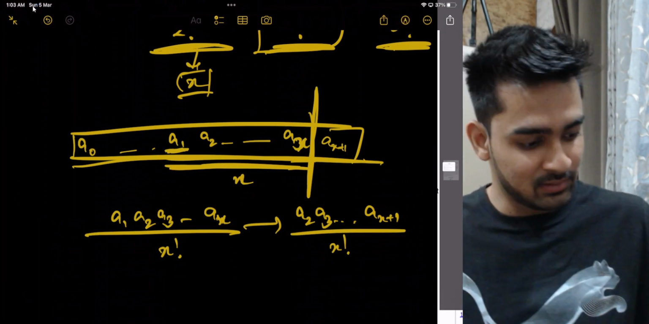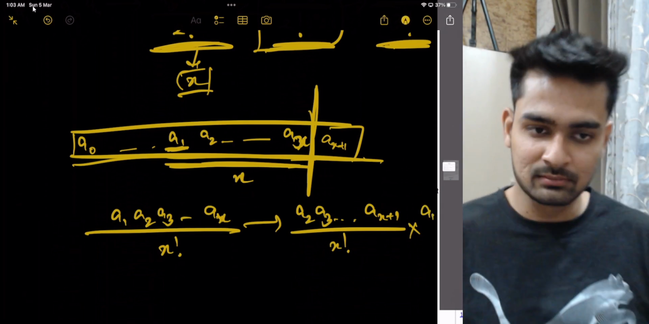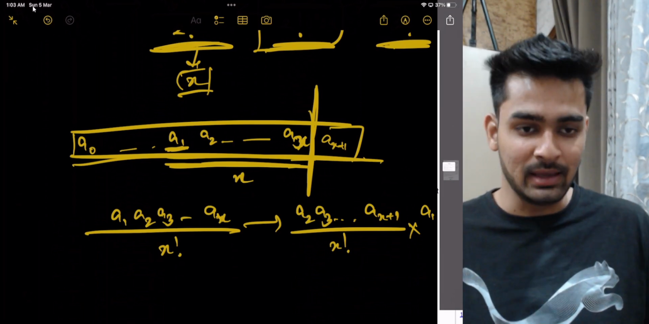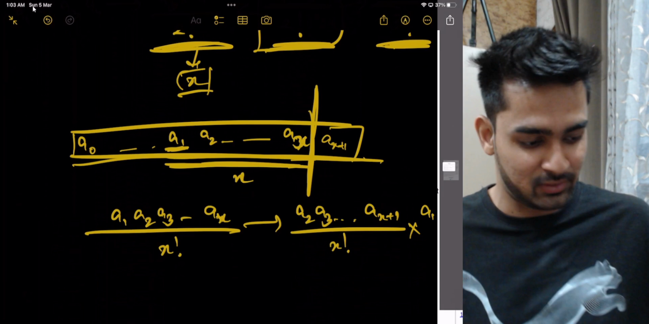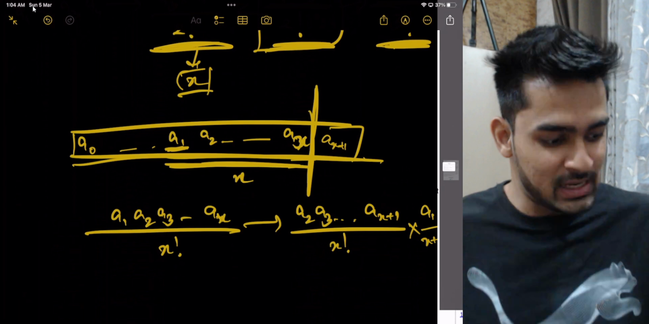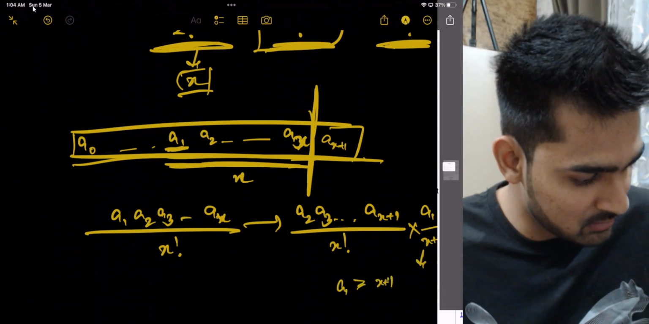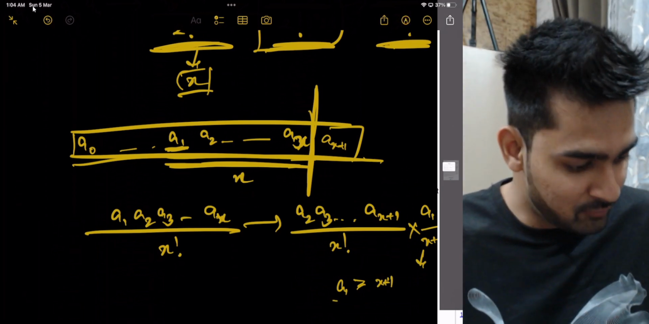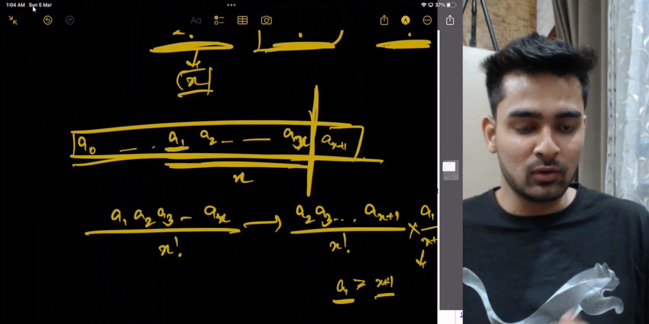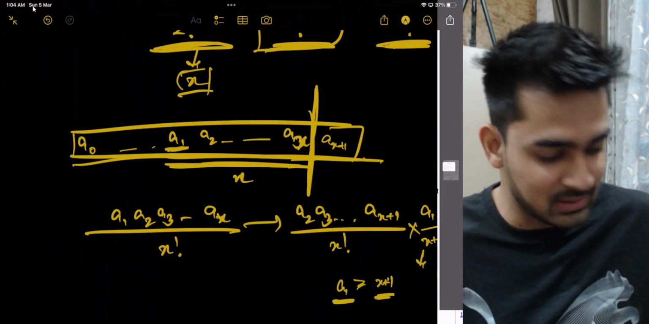Now, if I add A1, what am I actually doing? I'm multiplying the numerator by A1, and in the denominator it should be x plus 1 factorial, because earlier the length was x. Now I'm adding one more value, which means I'm multiplying the denominator by x plus 1. That tells me if A1 is greater than or equal to x plus 1, only then does it make sense to multiply by A1. If it is lesser than x plus 1, then my answer will actually decrease. So all I have to do is check if this element is greater than x plus 1.